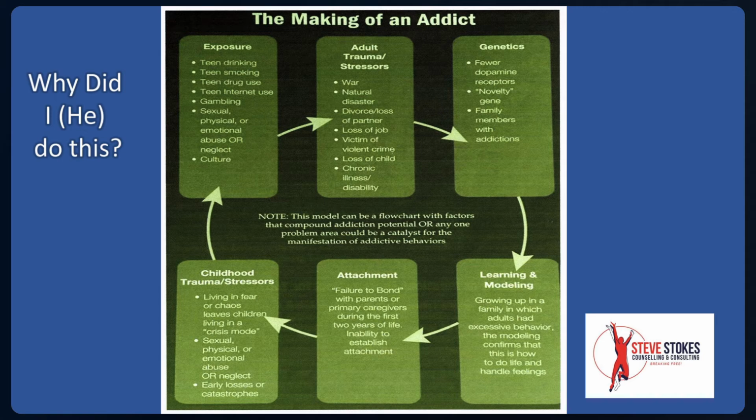Childhood trauma stresses: living in fear or chaos leaves children living in crisis mode. Sexual, physical or emotional abuse or neglect, or early losses or catastrophes we need to look for. Exposure: teen drinking, teen smoking, teen drug use, teen internet gambling, sexual, physical, emotional abuse or neglect, and the culture that somebody gets immersed in early on. And then adult traumas: war, natural disasters, divorce, loss of a partner, a loss of job, a victim of violent crime, loss of a child, chronic illnesses or disabilities.